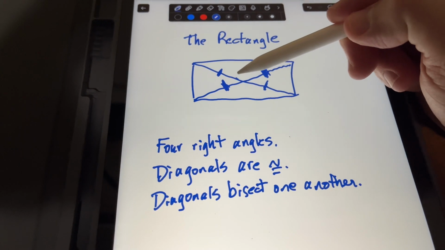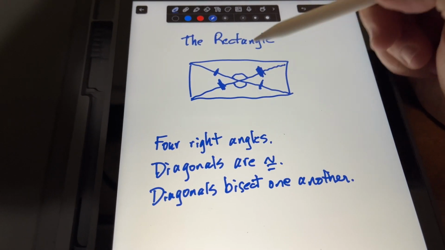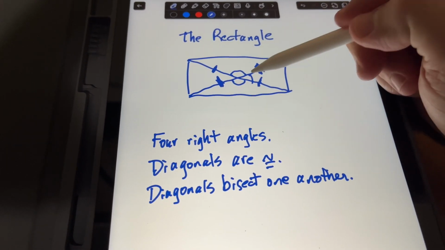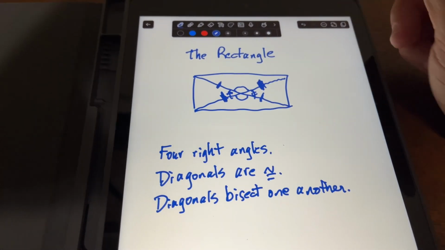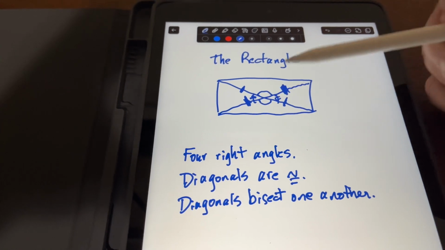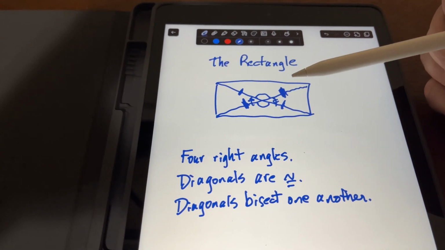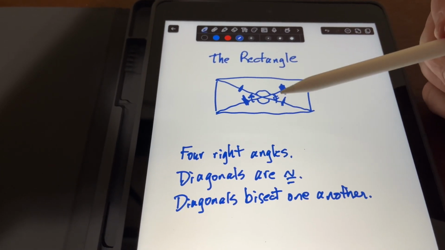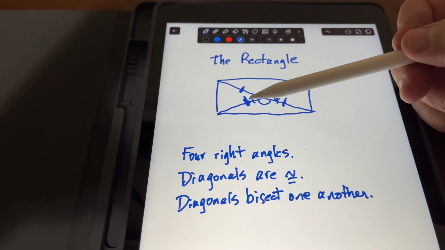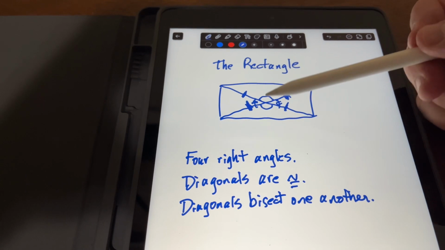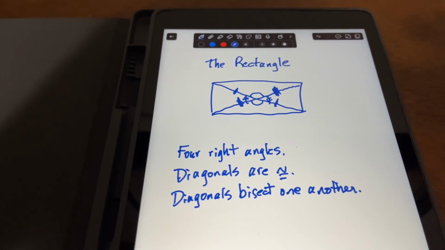And of course, the vertical angles are congruent. So these 2 angles are congruent, and these 2 angles are congruent. Now, it doesn't intersect here and form a 90-degree angle. That's only true on a square and on a rhombus. But it is true that this is congruent to that and this is congruent to that, but it's just not a 90-degree angle here. So that's a little summary of the rectangle.